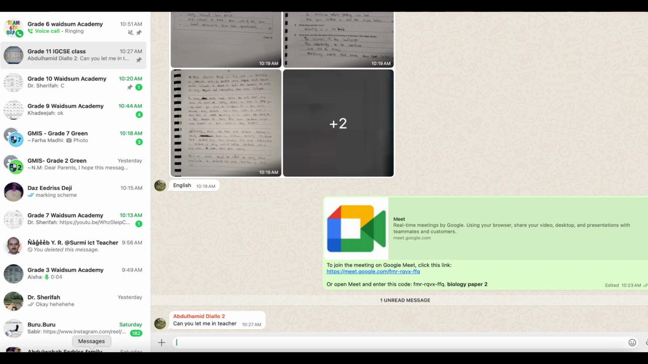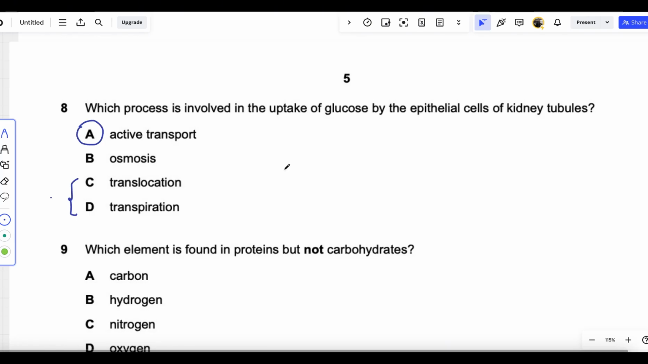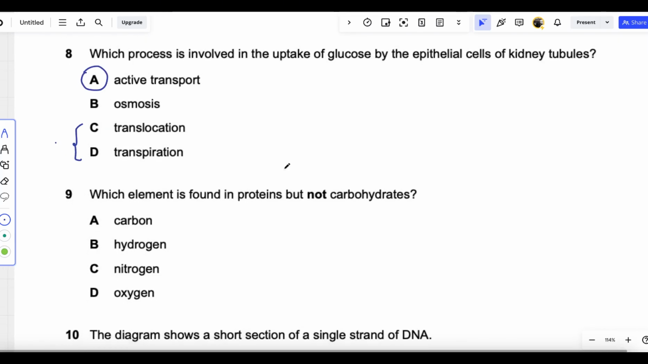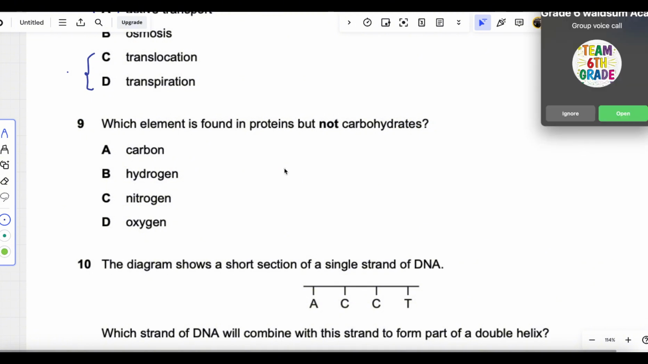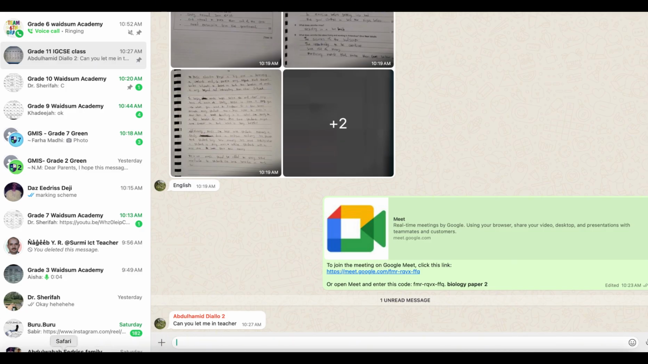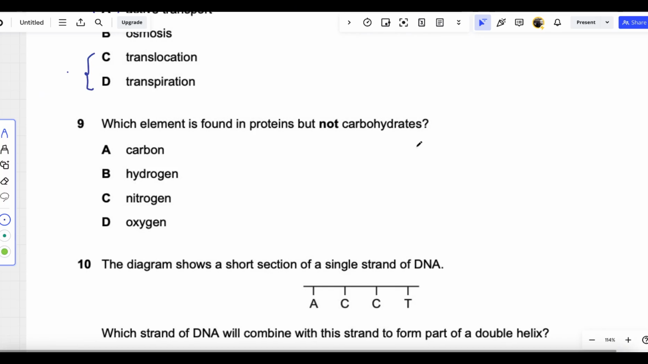It's called active transport. Now let's go to question 9 as fast as we can to save time. We want to maximize time and see how fast we can finish. Question 9 says, which element is found in protein but not in carbohydrate? Of course, we should know this.